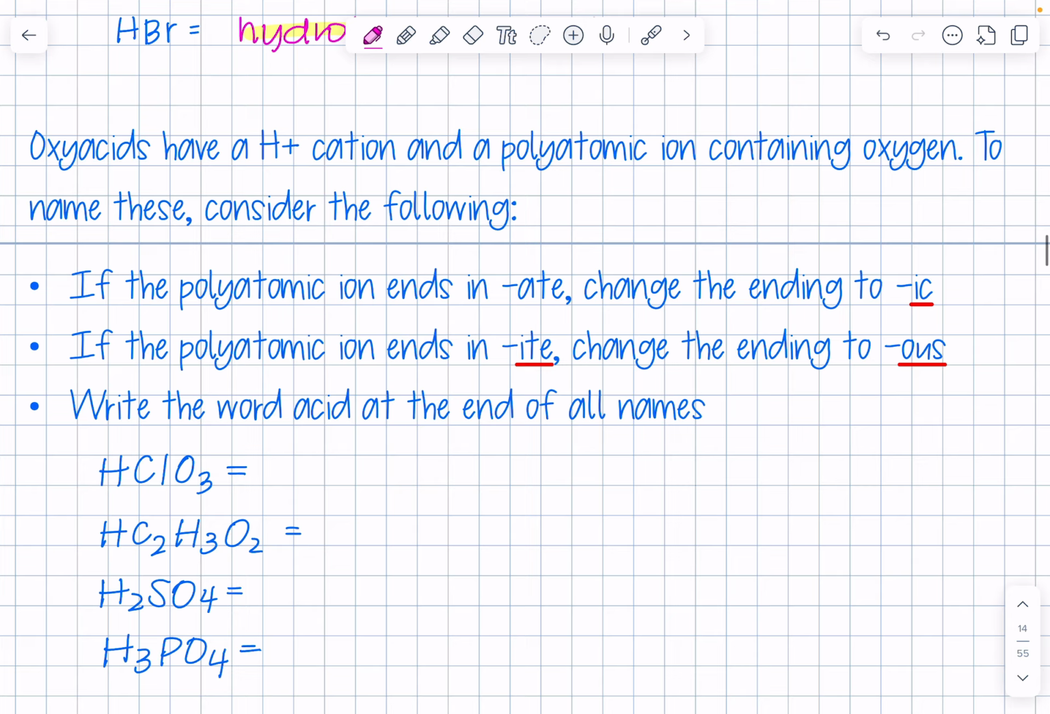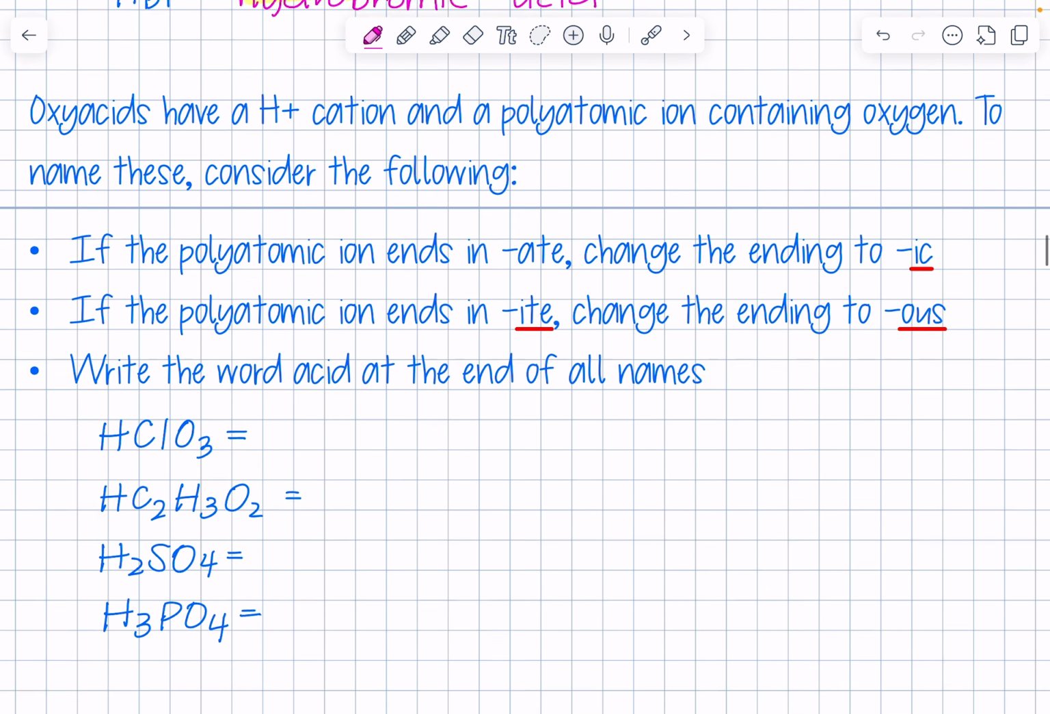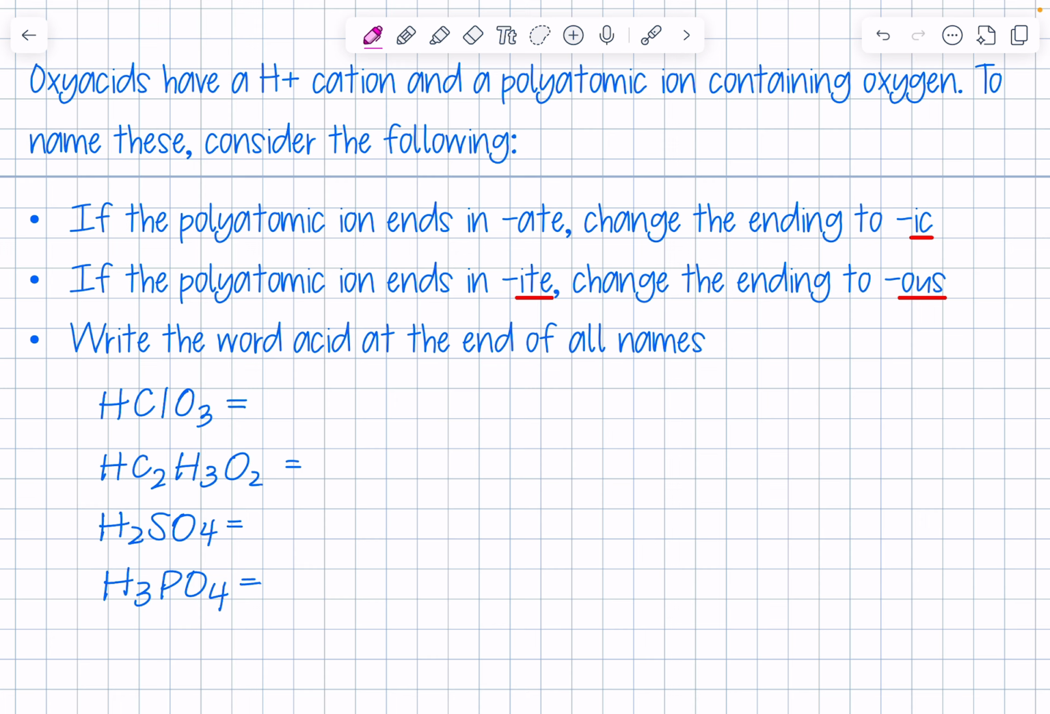All right. You'll see one here in just a minute that's very similar. All right, so our oxyacids have an H plus cation and then a polyatomic ion that has oxygen in it. So to name these, we don't use hydro. We just look at the name of our polyatomic ion and change the ending of it according to what the ending is on our polyatomic ion.